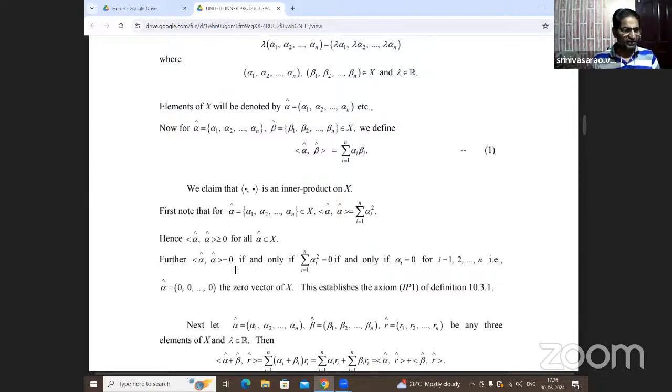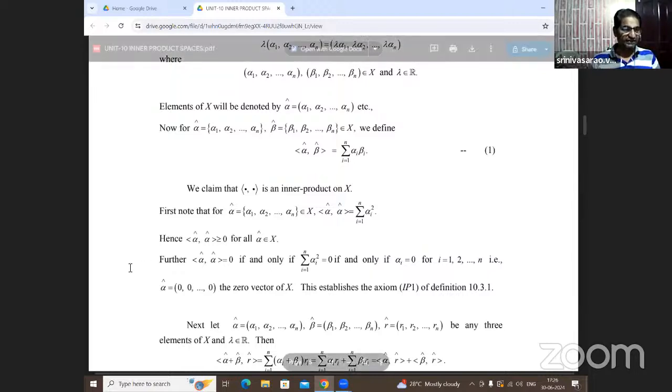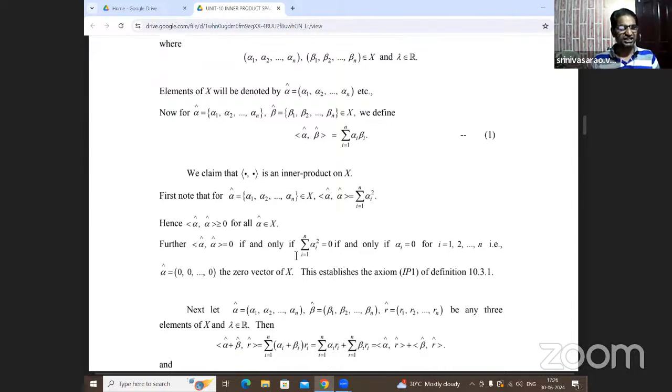Suppose the inner product of alpha and alpha equals 0, then automatically the alpha_i values are 0. Alpha_i being 0 means alpha_1 equals 0, alpha_2 equals 0, through the definition of the summation of alpha_i squared, which is also 0. So each and every element of the given vector alpha is 0. This is also called the zero vector of n-tuples of real numbers. This is the first condition verified.